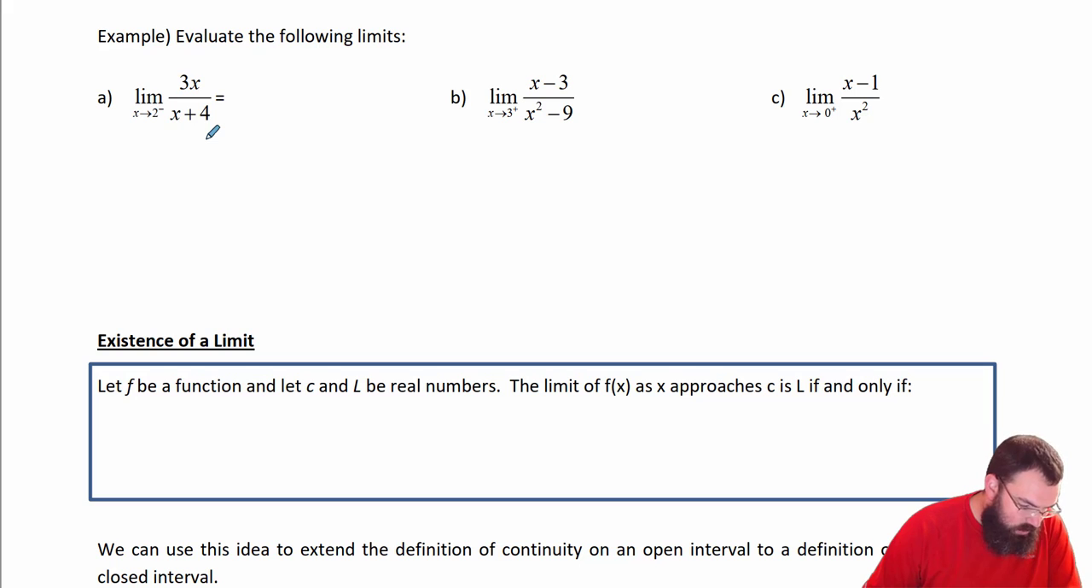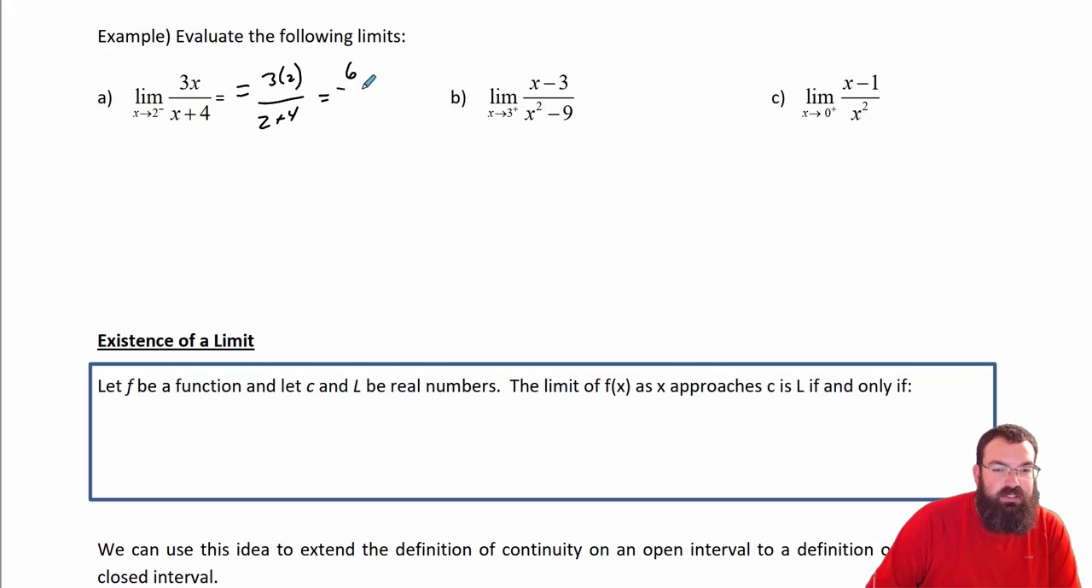So, how do I do this? We're evaluating from the left side, and I can think about what this really means. I can just plug in. This is the same thing as plugging and chugging, but if the denominator equaled 0, then I would have to do other things, like in part B and part C. So this one I can just plug in. This is 3 times 2 over 2 plus 4, so that's 6 over 6, which is 1. So the limit on that one is 1.